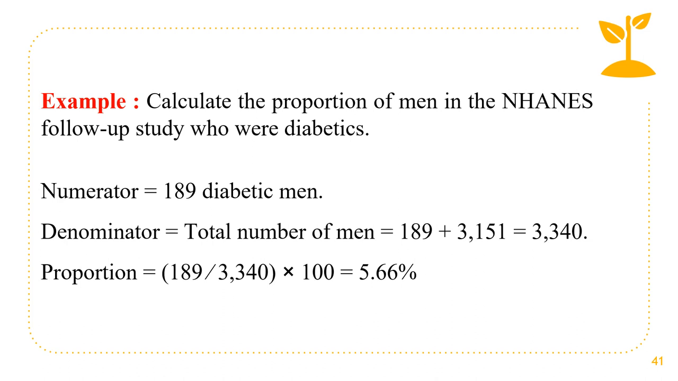Calculate the proportion of men in the NHANES follow-up study who were diabetics. For example, numerator 189 diabetic men, denominator the total of men is around 3340. The proportion is the numerator, 189, over the denominator, the total persons. So it's like 5.66% among the men were affected with diabetes.